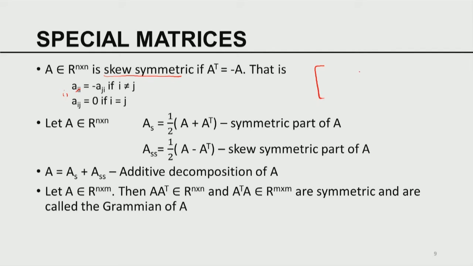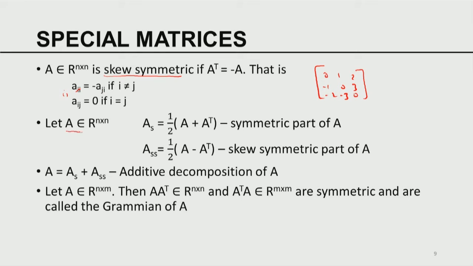So what is an example of a skew symmetric matrix? 0, 1, 2, 3 above the diagonal and minus 1, minus 2, minus 3 below it. That's an example of a skew symmetric matrix. The diagonal elements are 0. There is a reflection, but with the sign change. So a_ij is minus a_ji.